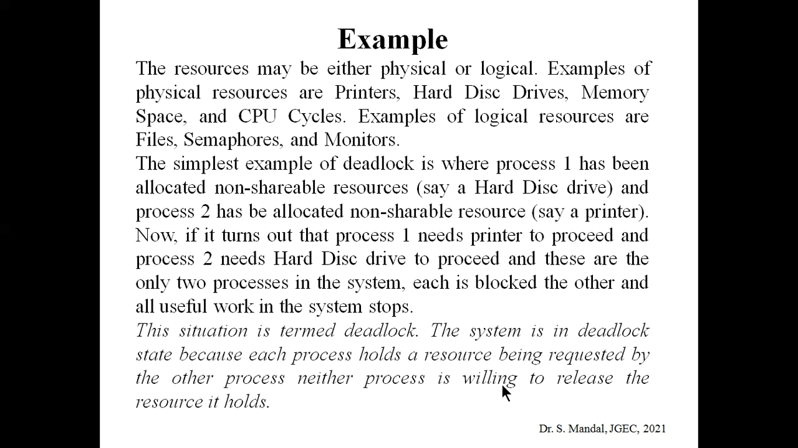Okay, so a simple example, apart from deleting the same file which is already open: suppose process 1 is allocated a non-shareable resource like a hard disk drive, and process 2 has been allocated another non-shareable resource, say a printer. Now it is quite possible that process 1 wants to access the printer, and on the other hand, process 2 also needs the hard disk drive to proceed. So in that scenario, process 1 wants to access the resource which is already held by process 2, and process 2 wants to access the non-shareable resource which is already used by process 1.